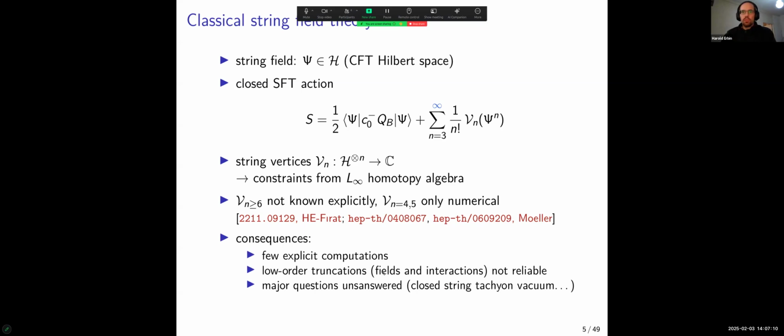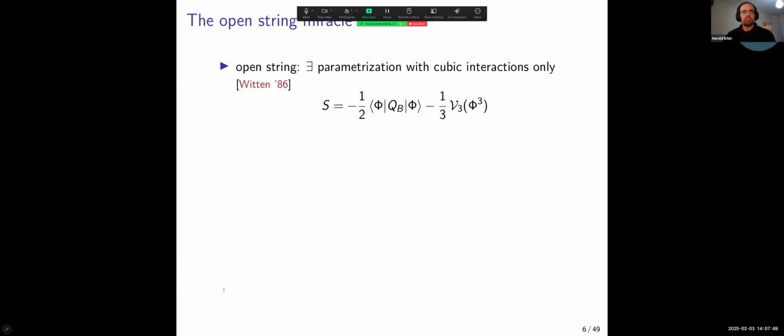Low-order truncations in terms of the field and interaction are not reliable because we throw away too much information. And we cannot answer major questions, for example, to know what is the closed string tachyon vacuum, if it exists at all. So you see, it's very difficult to extract information, I mean precise information where you really need the number, like where is the vacuum, what is the depth, and these kinds of things. On the other hand, you know the general structure of string field theory, so you can always try to study general properties which don't depend on the fine-grained detail. A bit in the spirit of the S-matrix bootstrap from the 60s.